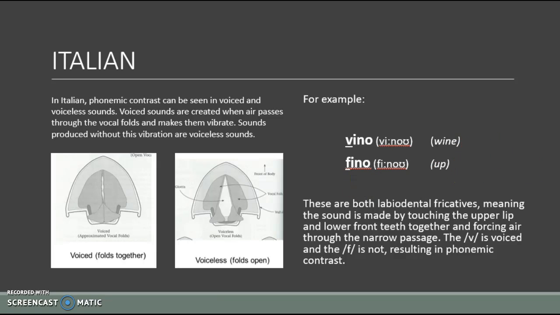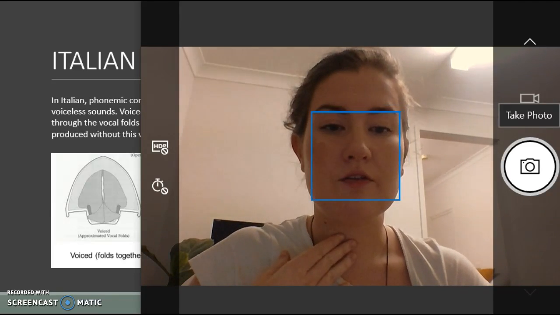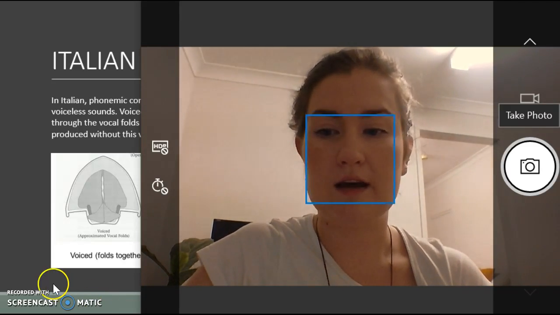So wine and fine. These are both labiodental fricatives, meaning that the sound is made by touching the upper lip and the lower front teeth together and forcing air through the narrow passage. The V is voiced and the F is not, resulting in that slight difference in sound and creating phonemic contrast. So vino with the vibration and fino, the voiceless sound.